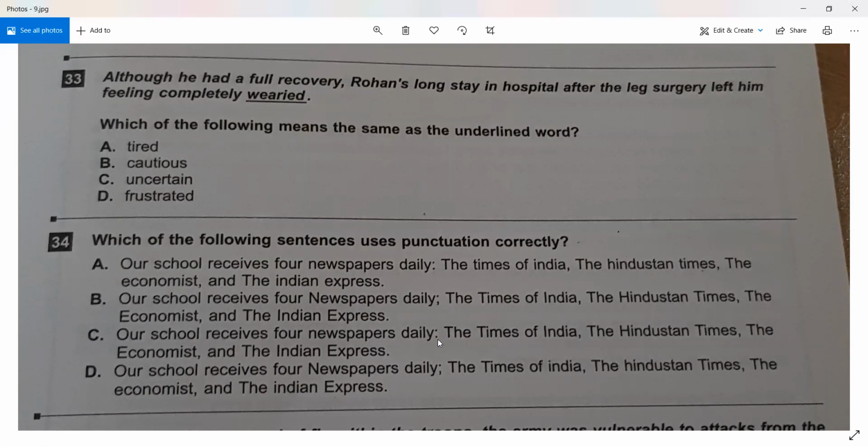Remember, in a colon, two independent clauses are used on either side. Semicolon, related ideas tend to continue. In the semicolon, two correlated ideas are used. Try selecting the right option. Let us proceed.